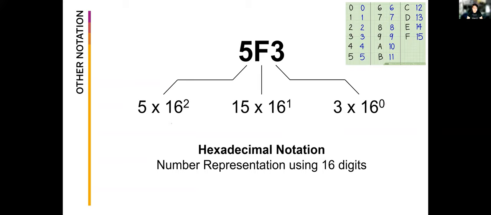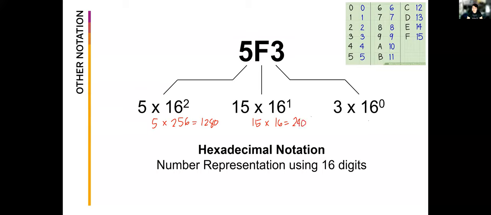Okay, so if we do this, okay, 16 squared is equal to, anyone? 256. Okay, 256. And if we compute for the entire thing, 5 times 256 is equal to? 1280. Okay. Tama, no? Okay, now 15 times 16 raised to 1 is the same as 16 times 15 is equal to? 240. Okay.